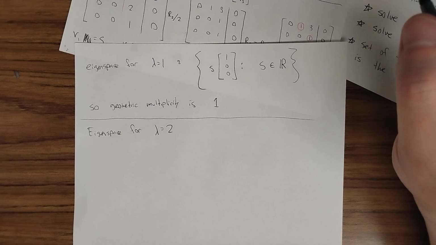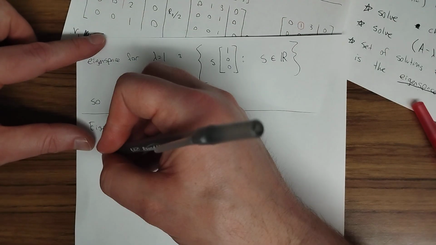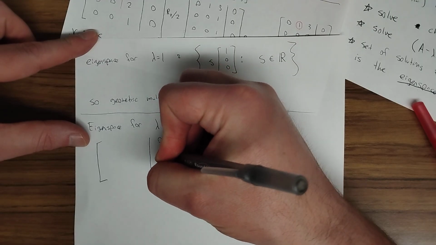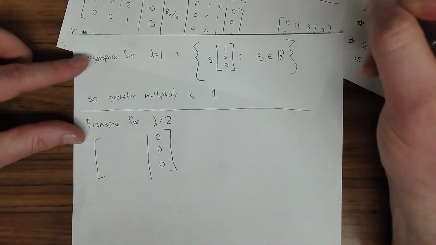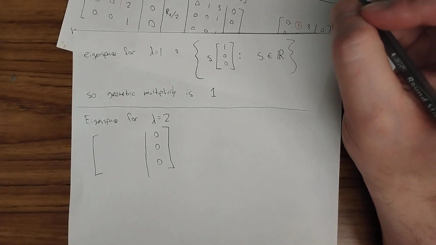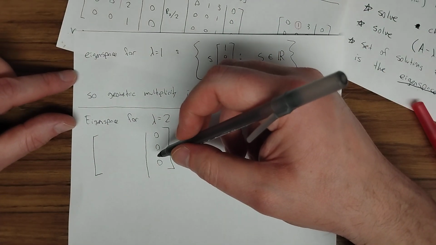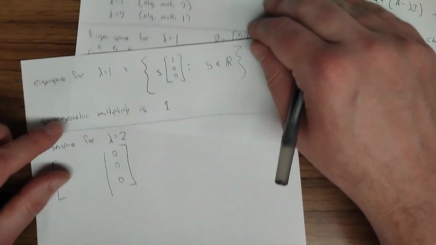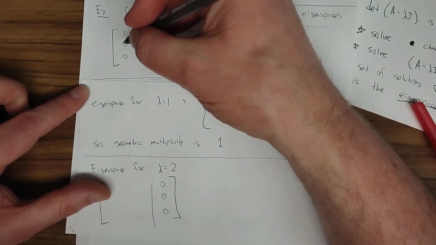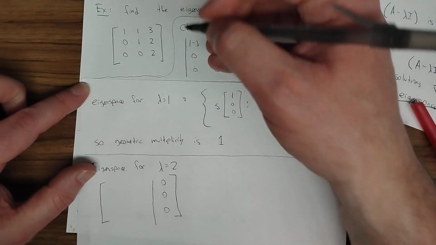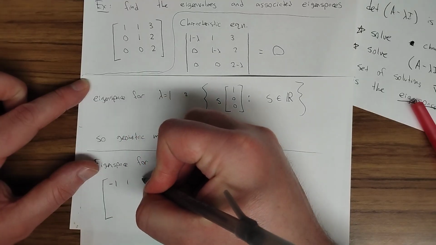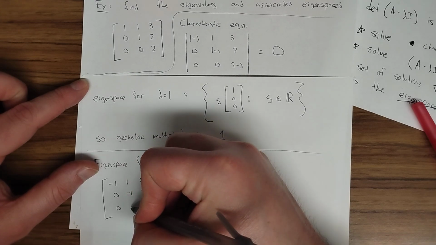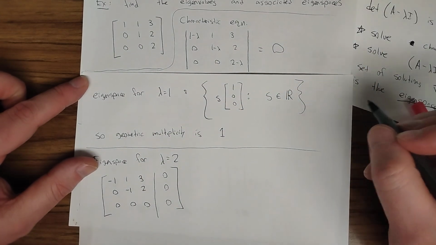Let's run through the eigenspace for lambda equals 2. So this is repeating the procedure. I set up a homogeneous linear system. I've got zeros on the right. On the left, I've got A minus lambda, except now lambda is 2. So here's my A, and I'm subtracting 2 down the diagonal. So negative 1, 1, 3.